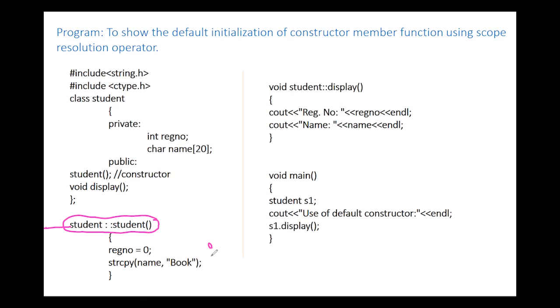Now in this, I am initializing the value of register number to 0, and I am using a string function called string copy. Whenever I use this function, whatever string is given on the right hand side is going to get copied to the left hand side. So the name is getting the string value of book, because the name has already been declared as a character array. Now this book is going to get stored in this particular array, right? So register number 0 and name book.